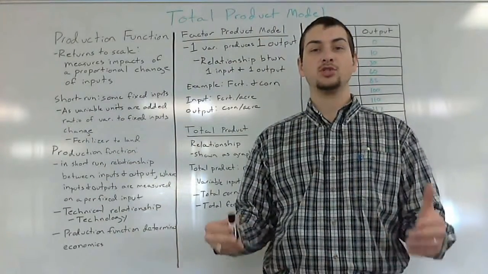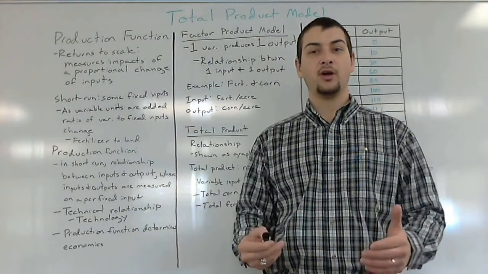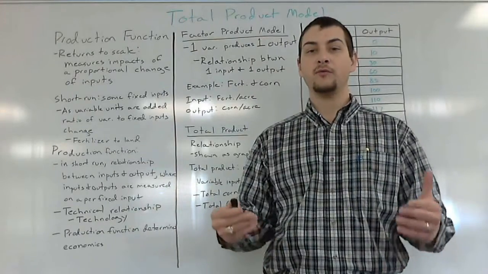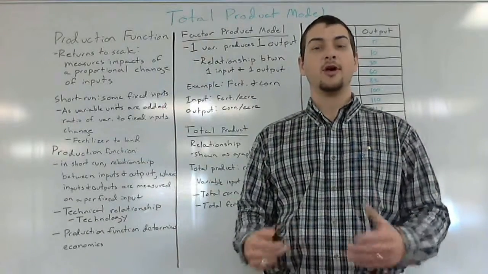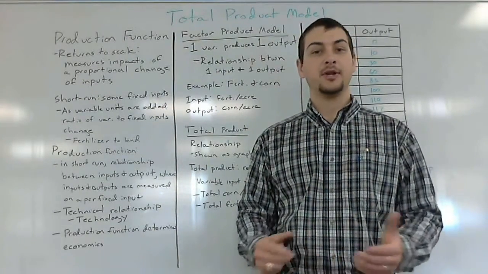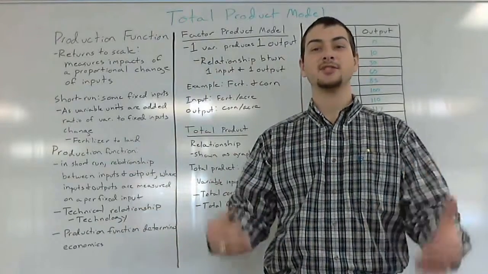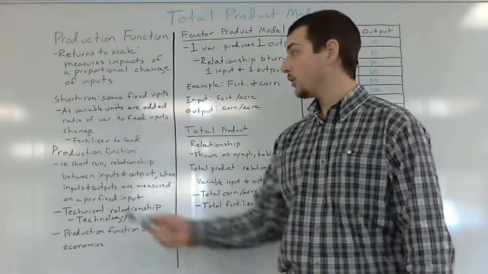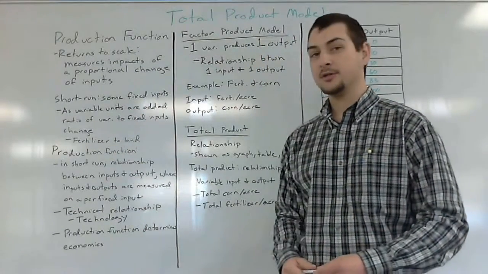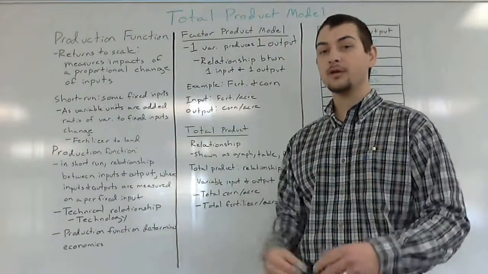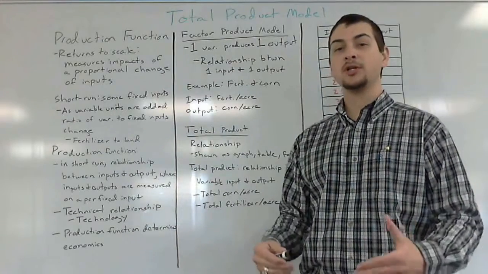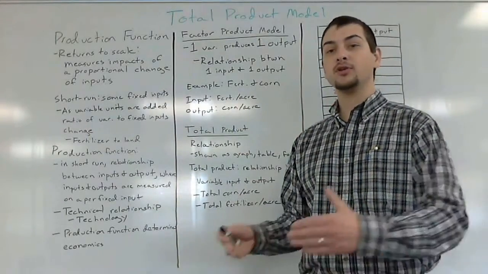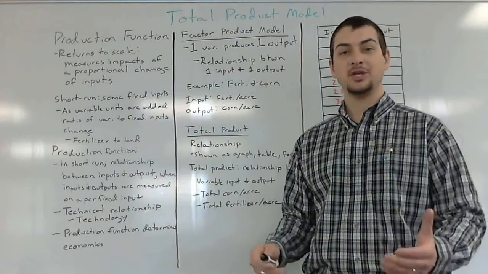Then we also define short run and long run. In the long run, we say there are no fixed inputs, only variable inputs. But in the short run, we said we can have some fixed inputs, or some inputs are fixed. So in the short run, we have some fixed inputs. So as we add more variable inputs, the proportion of variable inputs per unit of fixed inputs will change.